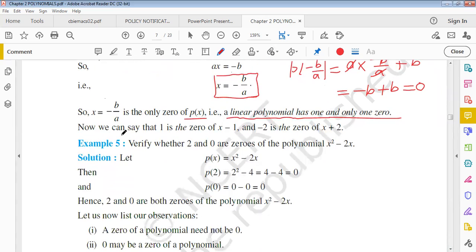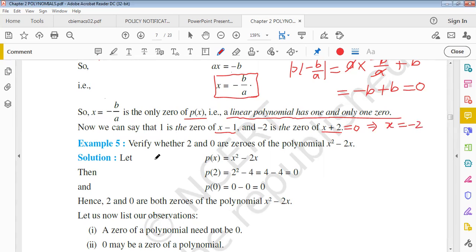ओके, नाउ वी कैन से दैट 1 is the zero of x minus 1 and minus 2 is the zero of x plus 2. तो ये लीनियर पॉलिनोमियल है हमारे पास x minus 1. इसको करेंगे पुट करेंगे 0 के बराबर, तो x की वैल्यू कितनी आएगी? 1. If we are putting x plus 2 is equals to 0, then we are getting the value of x is equals to minus 2.